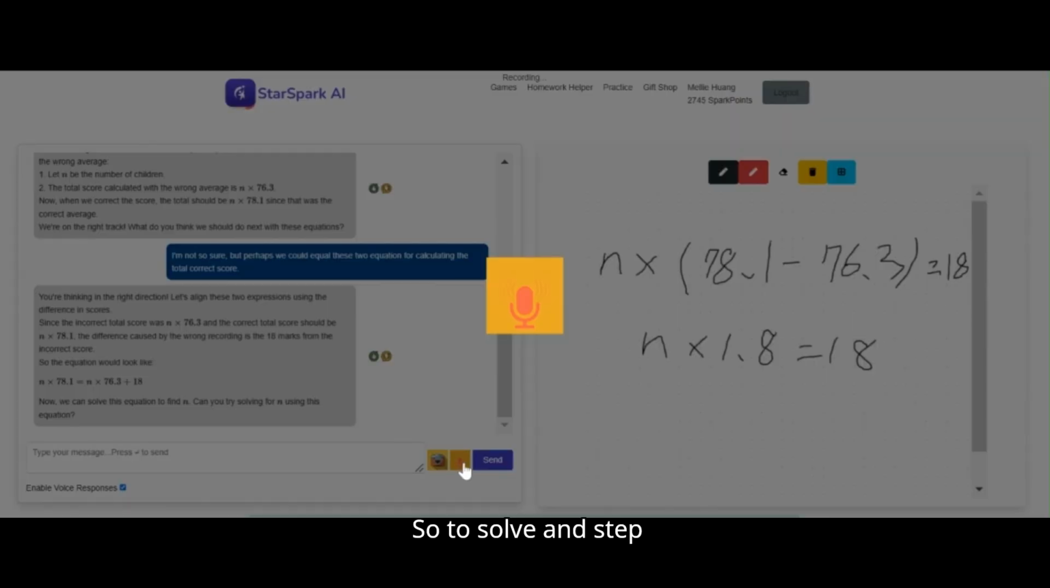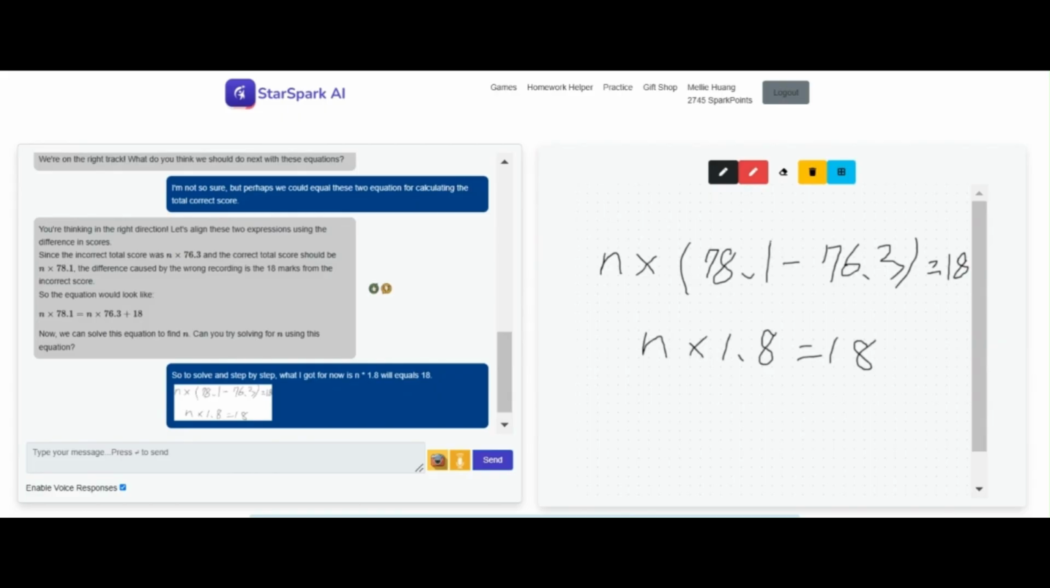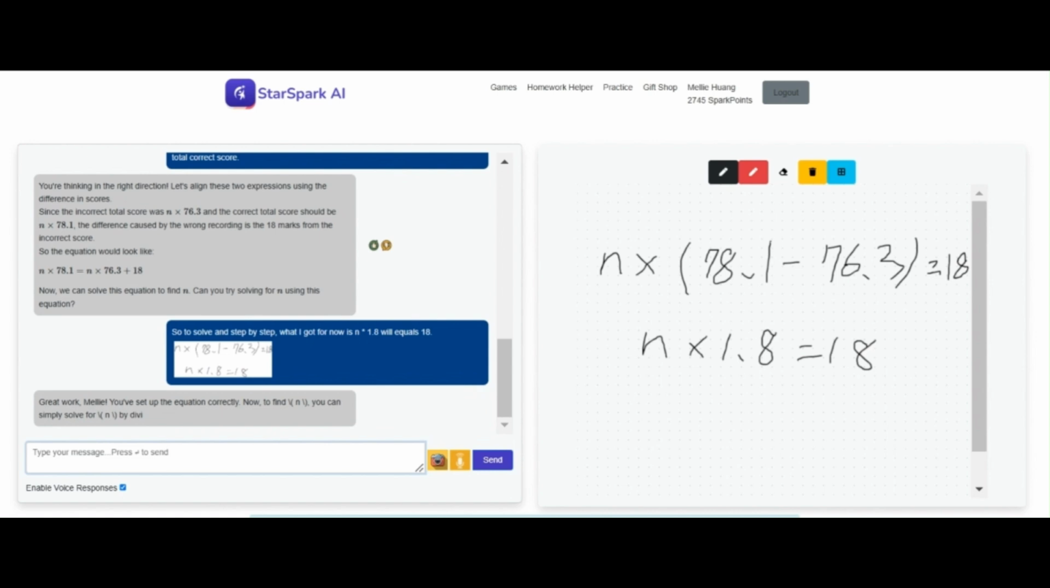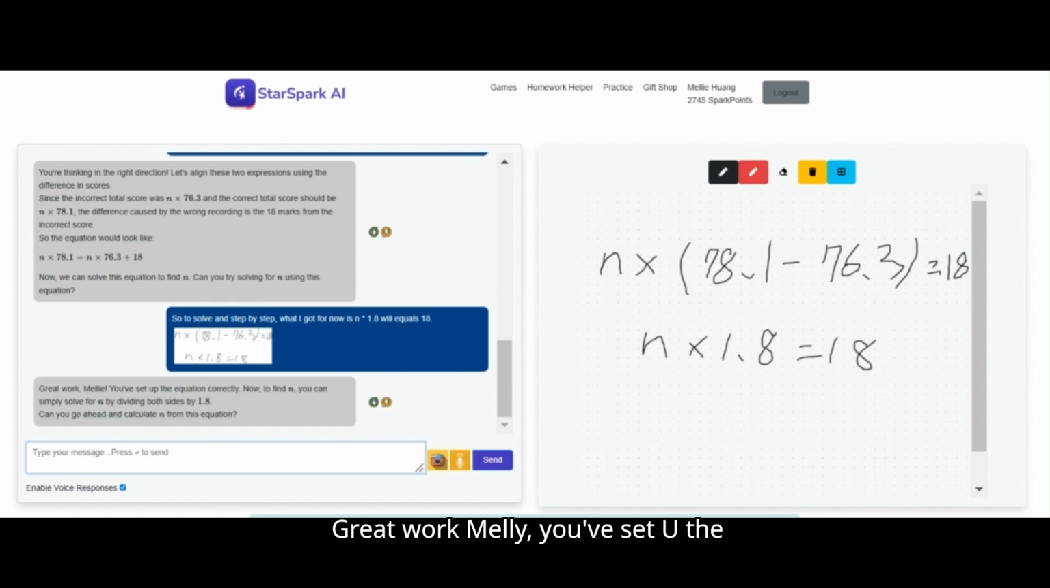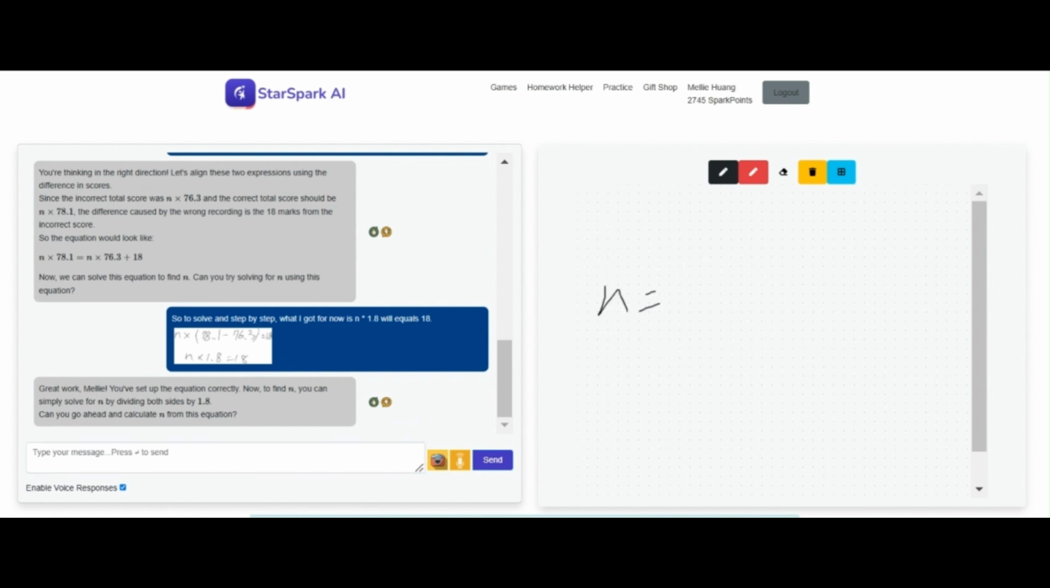So to solve for n step by step, what I got for now is n times 1.8 equals 18. Great work, Mellie. You've set up the equation correctly. Now to find n, you can simply solve for n by dividing both sides by 1.8. Can you go ahead and calculate n from this equation?